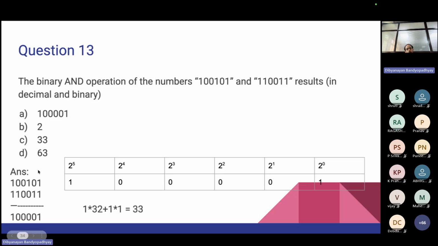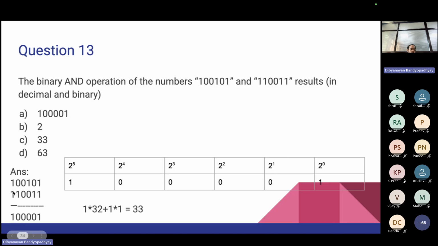So if these strings are given, how to do this? You calculate it from right to left. Let's say this is the left bit, this is the right bit. 1 and 1 is 1, right? And then 0 and 1 is 0, because both should be 1 to have the output of 1. Then you come to this position, 1 and 0, this is again 0. 0 and 0 is 0.